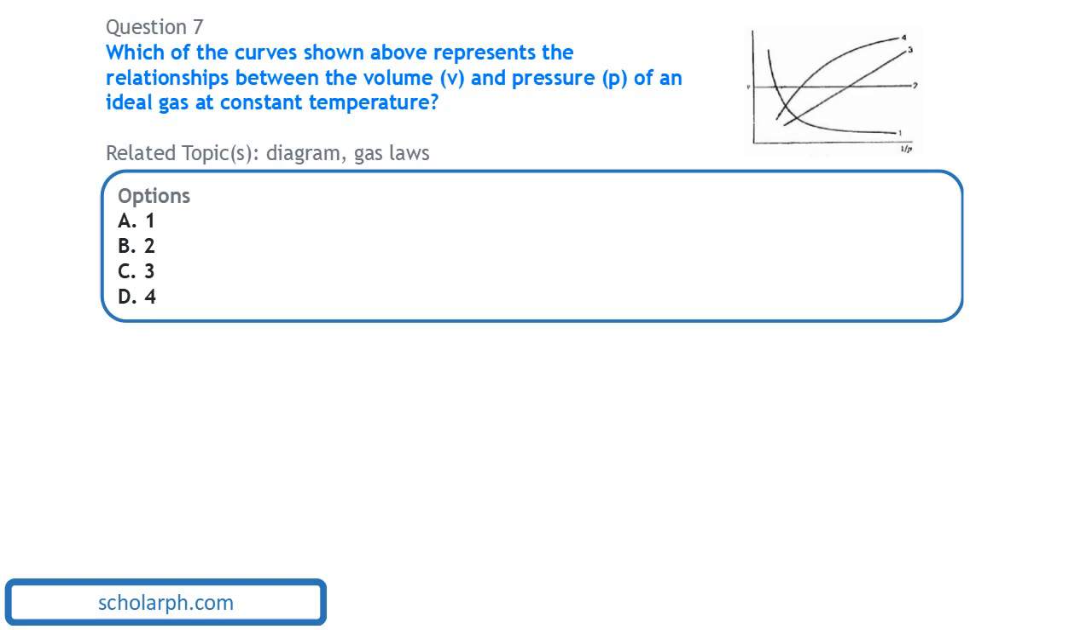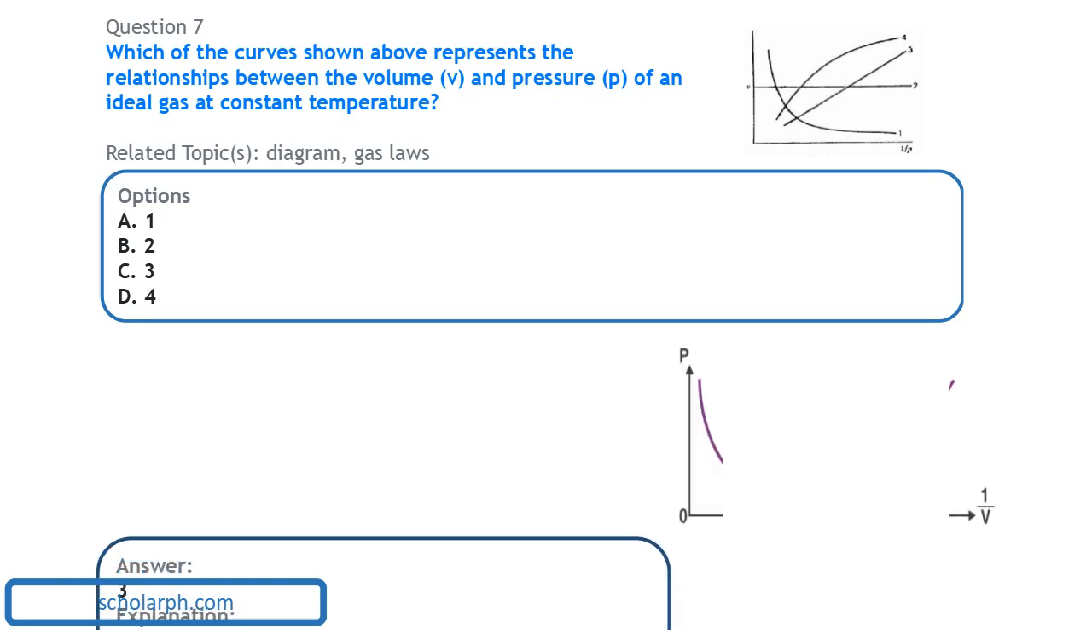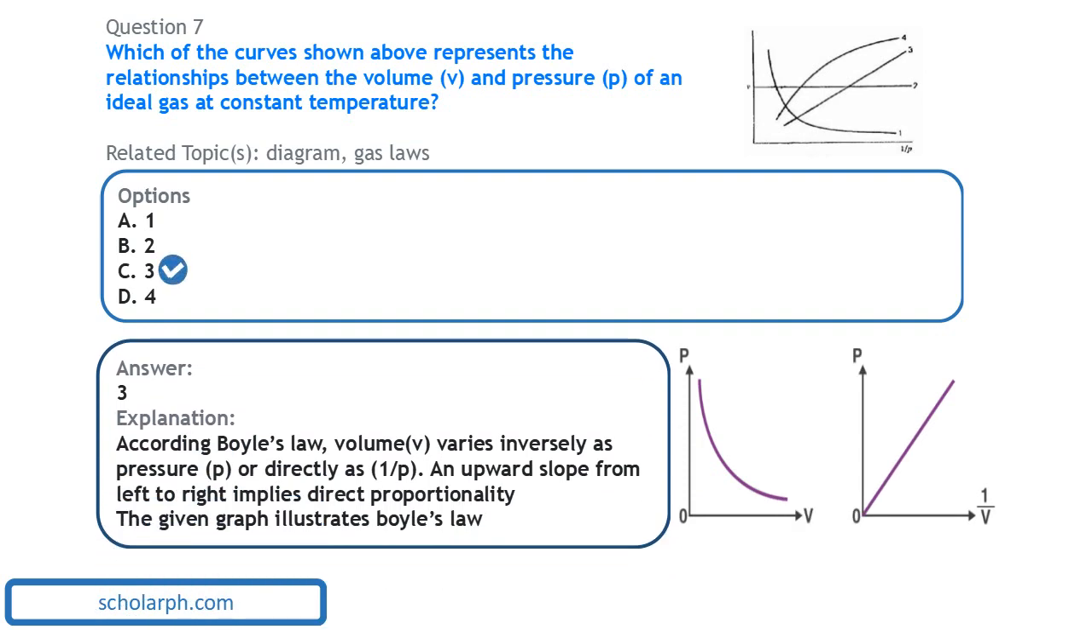We can state it in two ways. We can say that the volume varies inversely as the pressure, or that the volume varies directly as the inverse of the pressure. So if that is the case, then it is going to be a straight line graph. V varies directly as the inverse of the pressure, so it's going to be a straight line graph sloping upward from left to right. So that will be this graph here, the graph of volume against the inverse of the pressure.